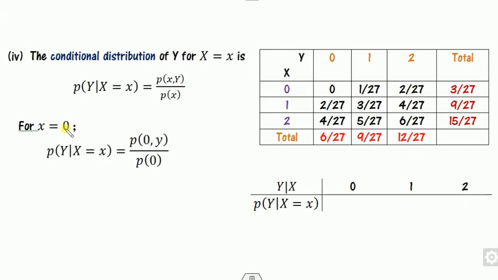So case 1 is when x is 0. The answer of this is p of 0 comma y over p. So what is the p of 0 for the x?